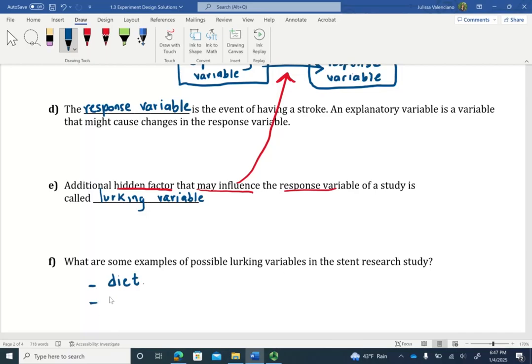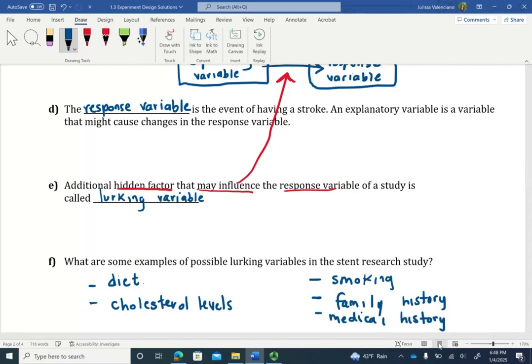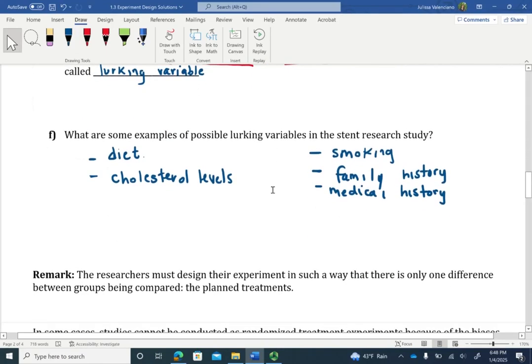cholesterol levels? High cholesterol can result in a stroke. Again, there are multiple variables that we can think of. What about smoking? Right? What about family history? Or past medical history? What if we have some patients that had a stroke in the past? There are multiple lurking variables that we can think of that might influence the response variable. Now, let me make a remark.